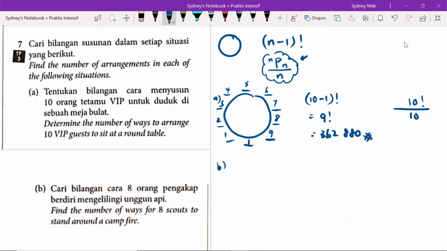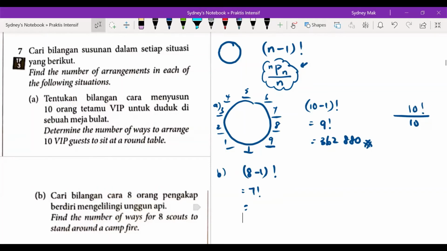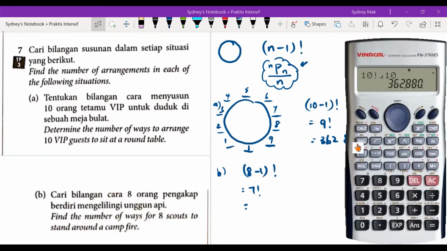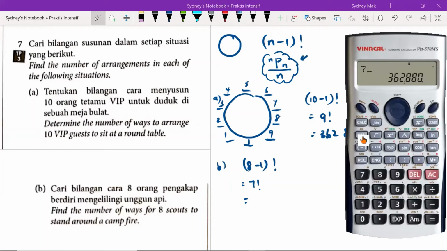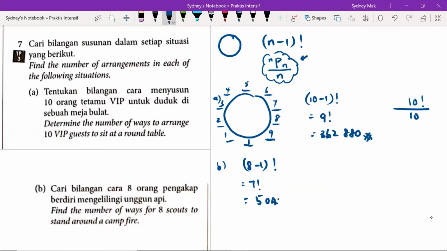Okay, now let us move on to question part B. For B, we need to find the number of ways for 8 scouts to stand around a campfire. Therefore, we can go straight to use the formula. We have 8 people, and then we minus 1 factorial. So 7 factorial. So what is 7 factorial? Shift, again, got to shift properly, and this 7 factorial. So the answer is 5,040 ways.